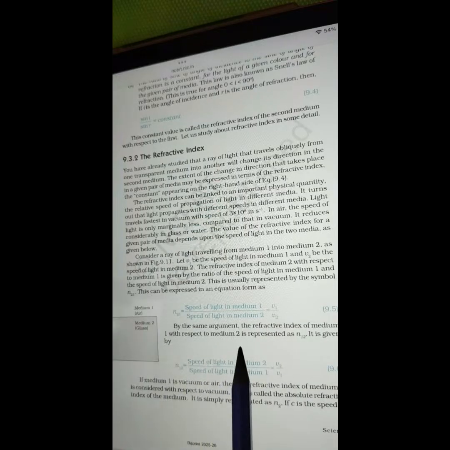By the same argument, the refractive index of medium 1 with respect to medium 2 is represented as n12. It is given by n12, the speed of light in medium 2 with respect to medium 1. So medium 2 should be spoken first, then medium 1. It is going to be the reverse of the above, so it will become v2/v1.